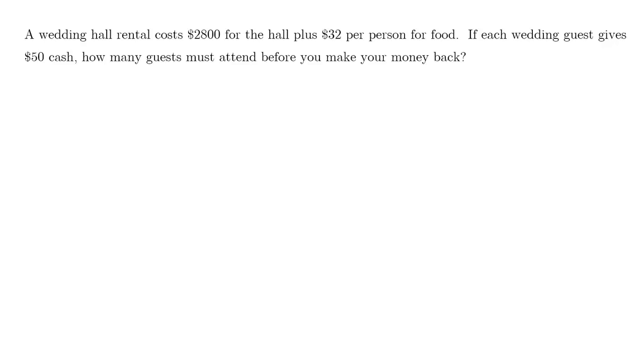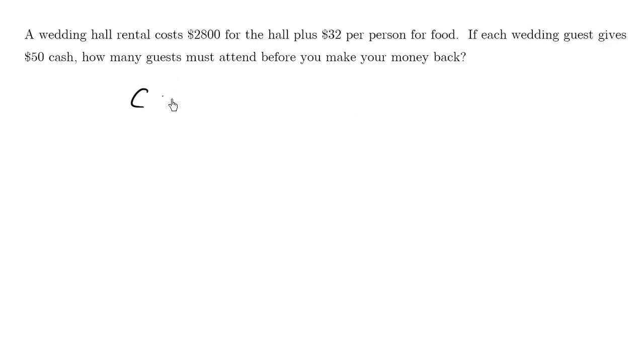Let's try another interesting systems problem. A wedding hall rental costs $2,100 for the hall plus $32 per person for food. If each wedding guest gives $50 cash, how many guests must attend before you make your money back? So here we need to think about what kind of equations we have.